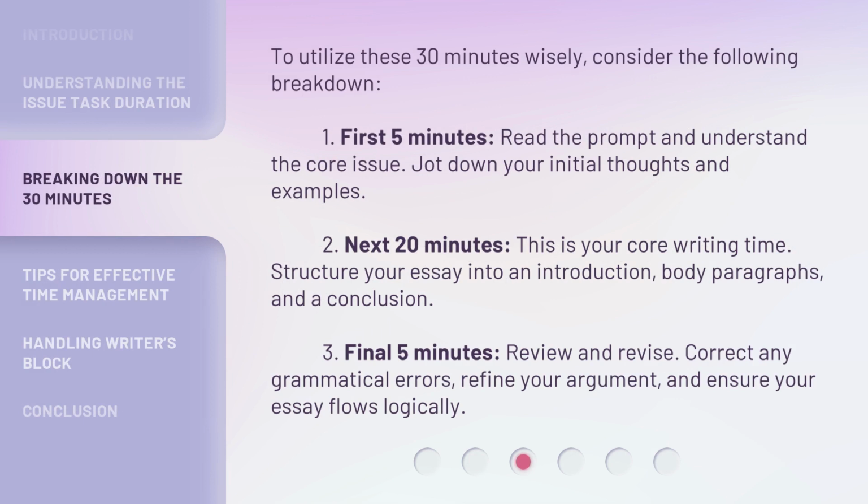To utilize these 30 minutes wisely, consider the following breakdown. 1. First 5 minutes. Read the prompt and understand the core issue. Jot down your initial thoughts and examples. 2. Next 20 minutes. This is your core writing time. Structure your essay into an introduction, body paragraphs, and a conclusion. 3. Final 5 minutes. Review and revise. Correct any grammatical errors, refine your argument, and ensure your essay flows logically.